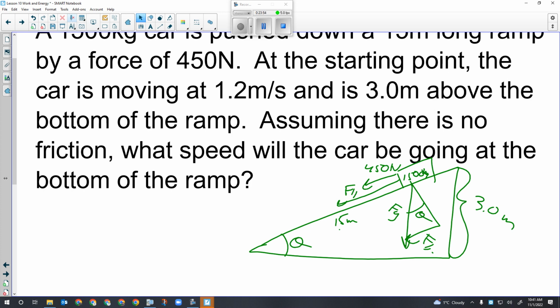Then I would go back to work energy theorem. Or, I could calculate the net force by adding these two forces together. And then I could calculate the acceleration. And then I could use the acceleration to calculate the final speed of the box. Is that a lot of steps?